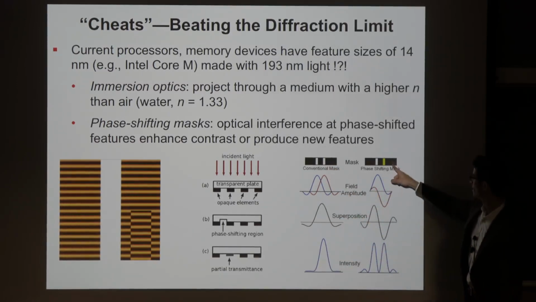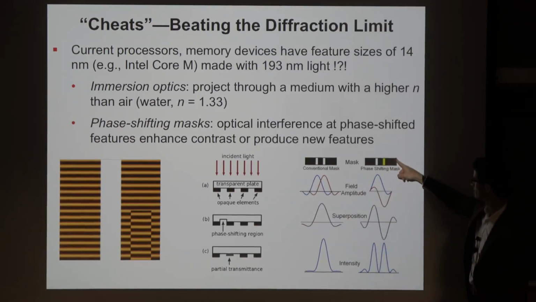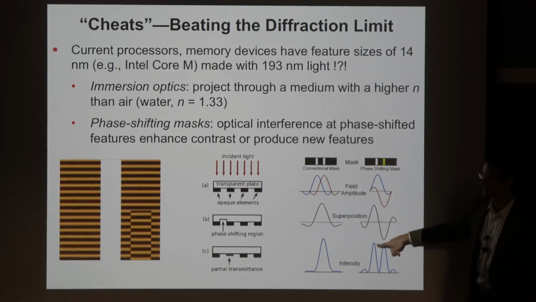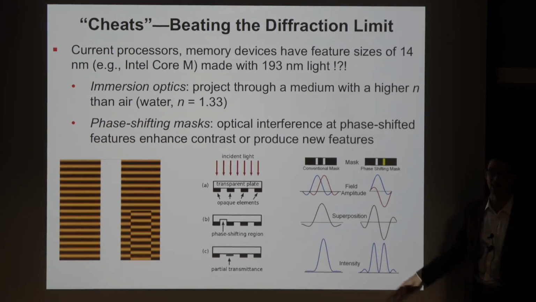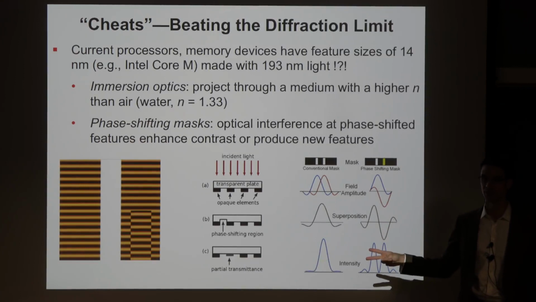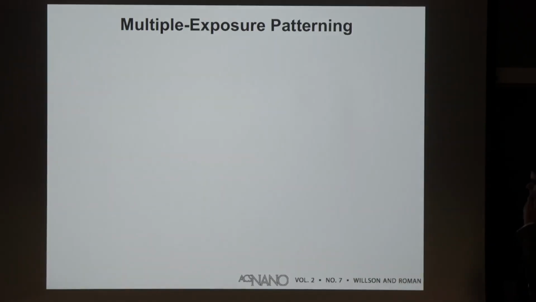In contrast, if you have a phase-shifted region, which could be made using one of these methods, you now have a field amplitude that looks like this. This is now out of phase with this one. The superposition looks like this, and the intensity now is two features. So you've now doubled the amount of resolution that you have simply by having adjacent regions with opposite phases.